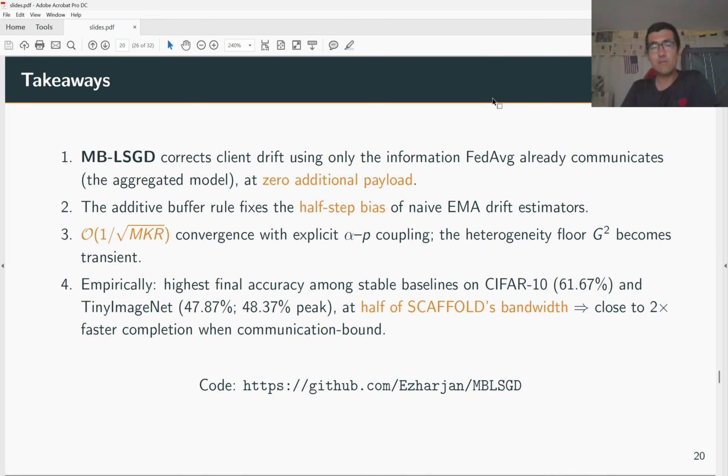Four: empirically, the highest final accuracy among all stable baselines on both benchmarks, at half of SCAFFOLD's bandwidth, which approaches a 2 times completion time improvement whenever you are communication bound. The code is publicly available at the GitHub link shown here.